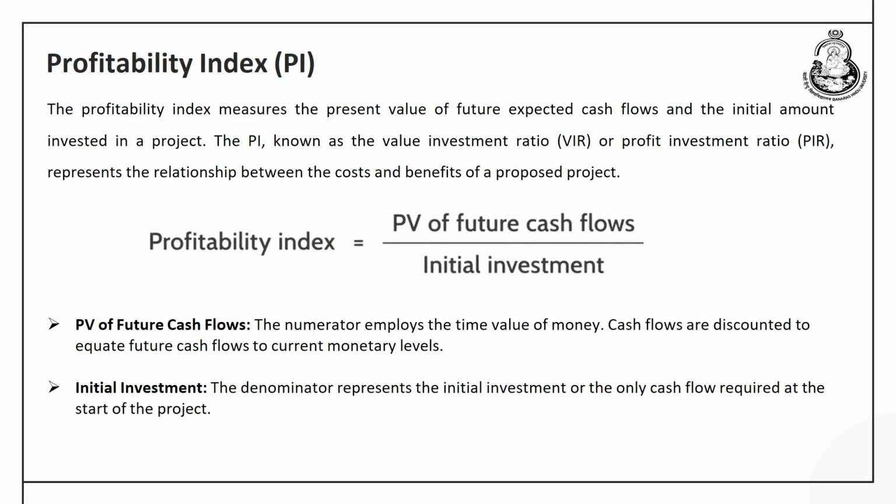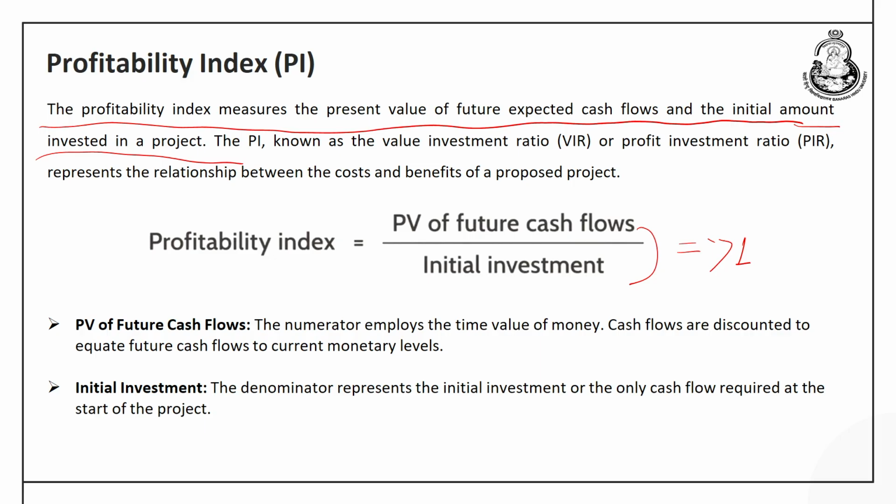What is profitability index? It is the index which measures the present value of future expected cash flows and the initial amount invested in a project. So, this is a ratio, this is an index where the PV of future cash flow would be compared against the initial investment. So, any future cash flow which is more than the initial investment would reflect a PI greater than 1, and if the initial investment is more than the present value of future cash flow, naturally the index would be lower than 1, and hence the project should not be acceptable to the management.